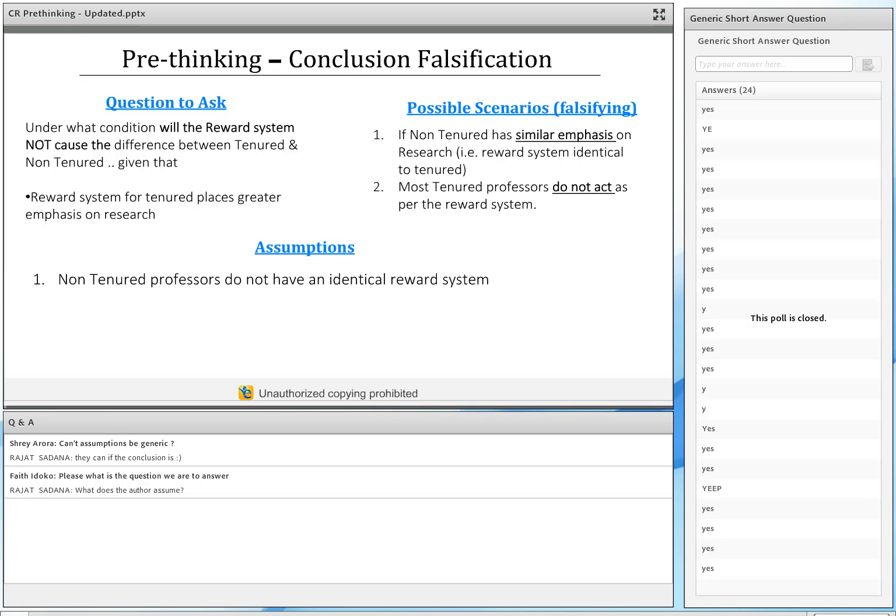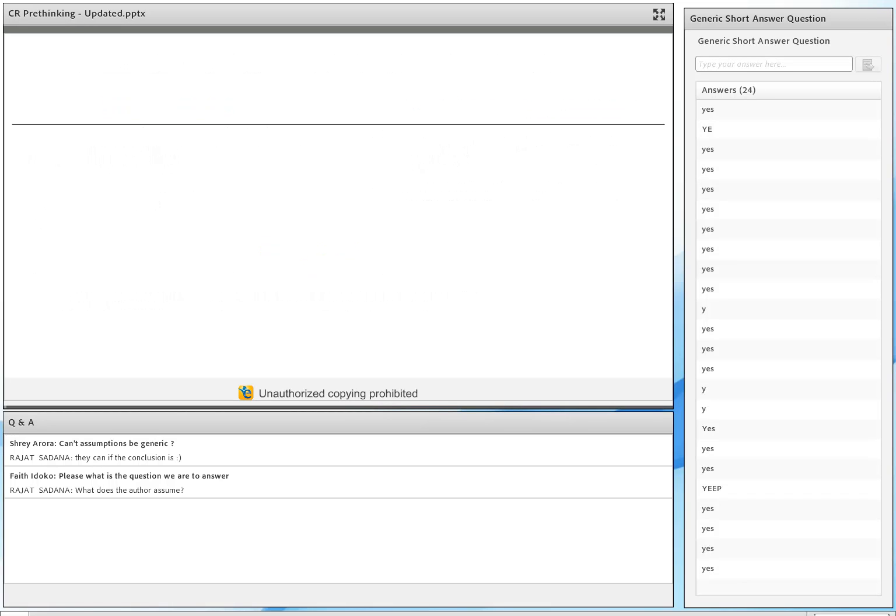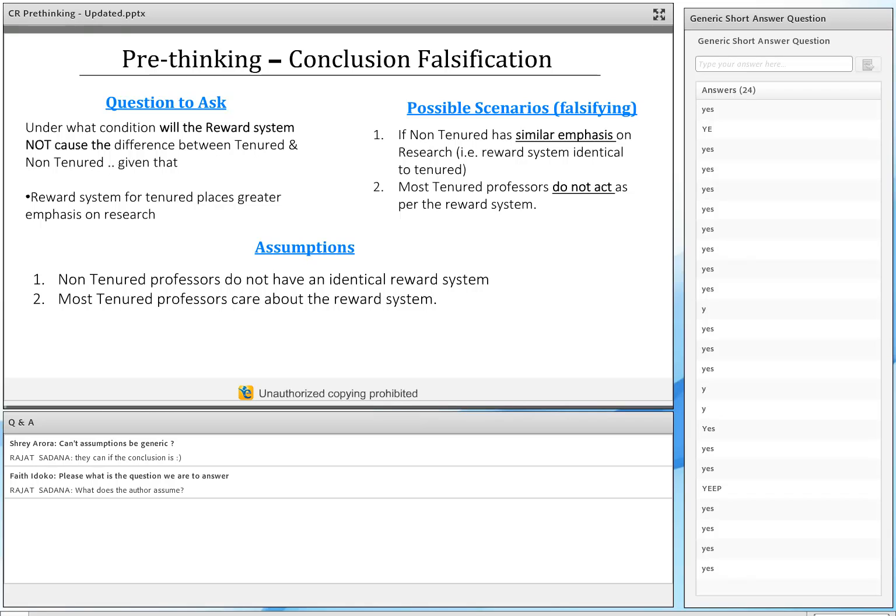So what is our assumption? One is that none of these scenarios is true, which means non-tenured professors do not have an identical reward system. Their reward system has to be different. And then most tenured professors should care about the reward system. Their behavior should be dependent on the reward system. These are your assumptions. Now, some of you would also say, what if we really figure out that something else is responsible for the difference in behavior? Yes, that would be a correct assumption as well, but that would be very easy for an official question.